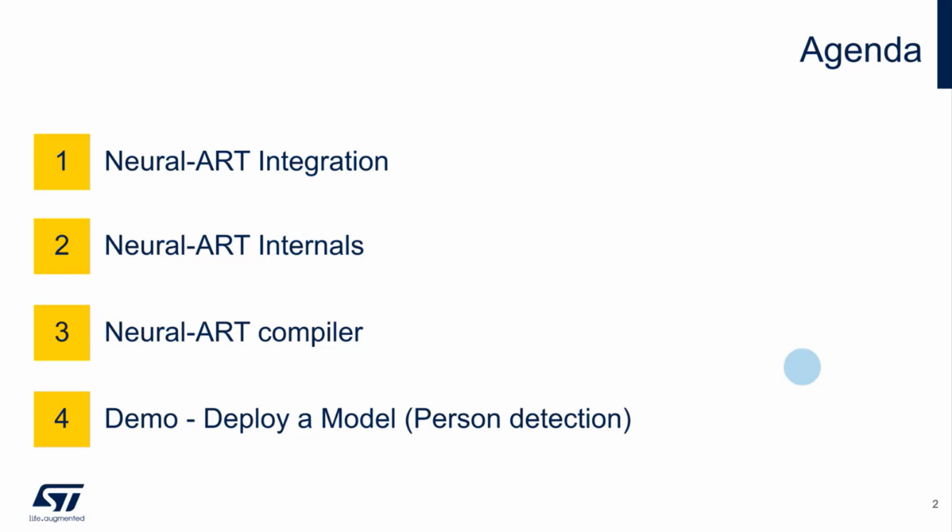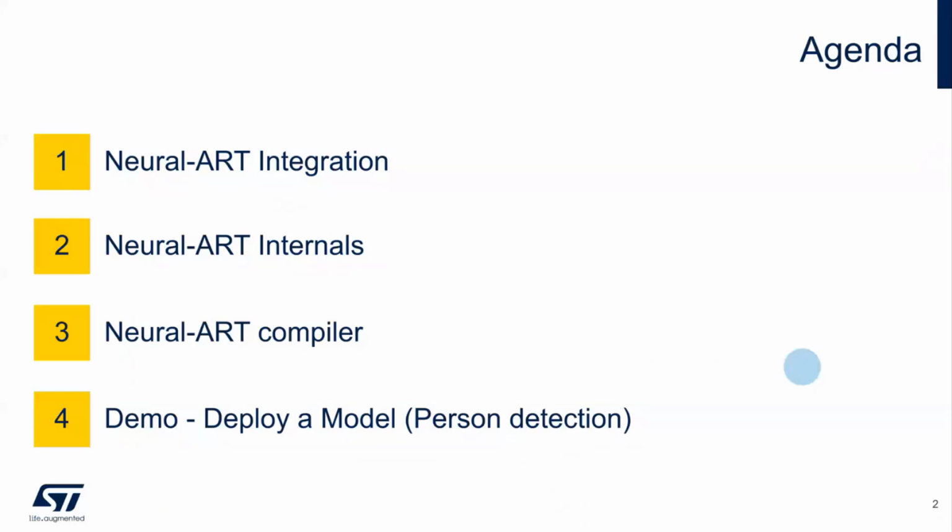Then we will see how a given neural network is processed internally. And we will go into the Neural-ART internal mechanisms to understand really what is done inside, and also to understand the output of the tool that will accompany you in the integration of a neural network on the hardware.